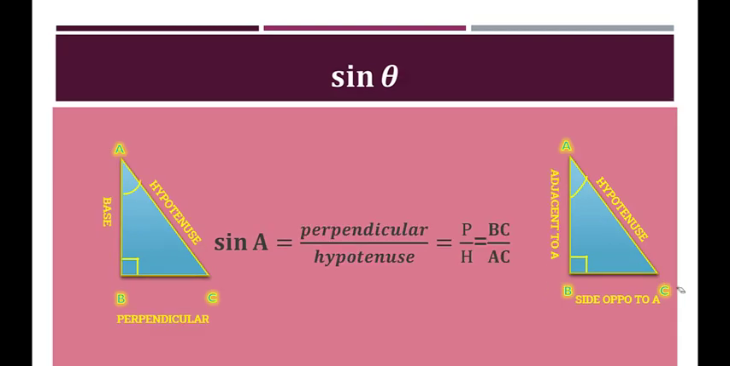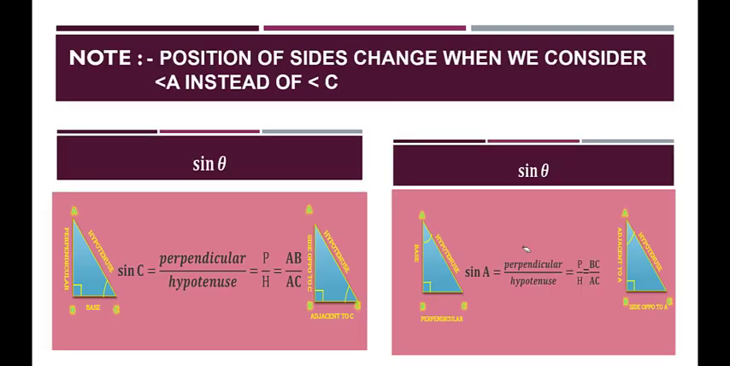Now if we change the angle, if the given acute angle is A, in that case, if we consider the sin value of acute angle A, so sin A, in triangle ABC, perpendicular will be the side opposite to angle A. Side opposite to angle A, that means BC. So BC is perpendicular. Similarly, hypotenuse is side opposite to right angle, that is AC. So note, position of sides changes when we consider angle A instead of angle C.